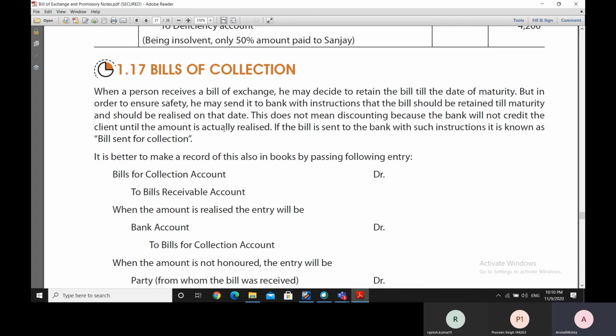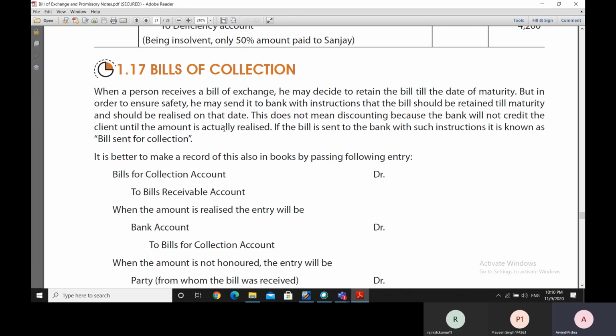The bank will go to the acceptor of the bill and realize the amount, and once they realize the amount against the bill, they will then credit the client with the amount which is realized. Now, if the bill is sent to the bank with instructions, it is known as a bill sent for collection.